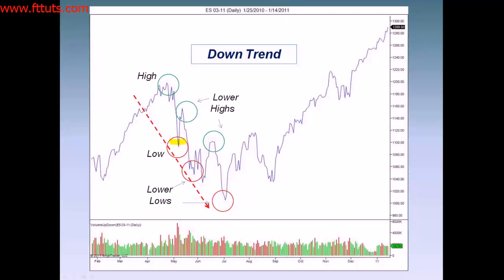So notice how lower lows and lower highs. Now, what's interesting is take a look at when the trend is broken or when the trend changes.